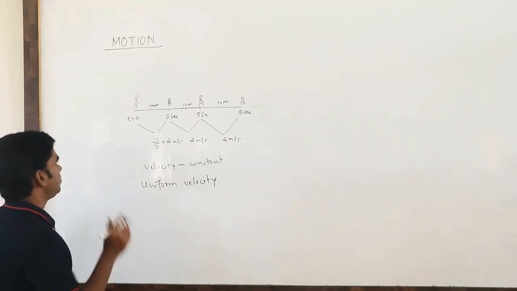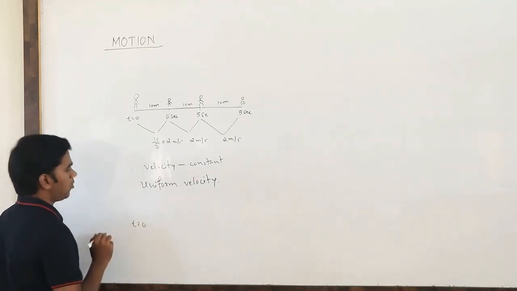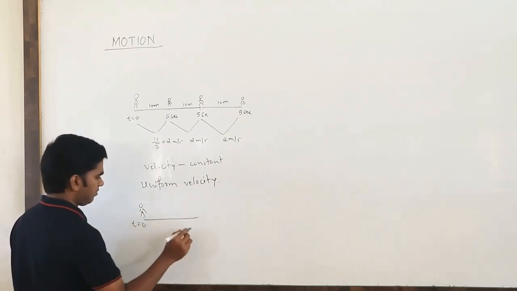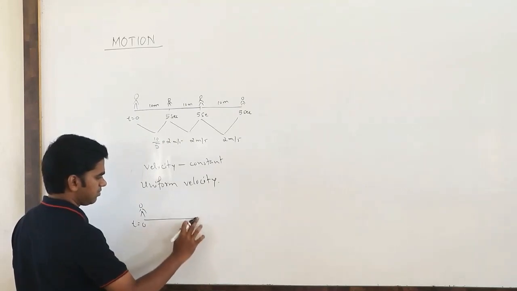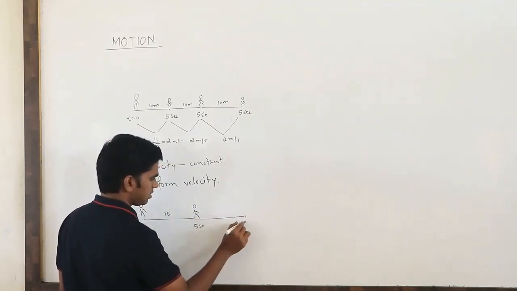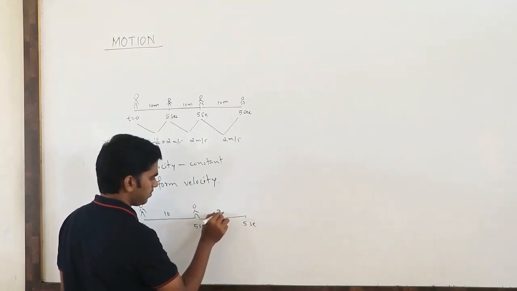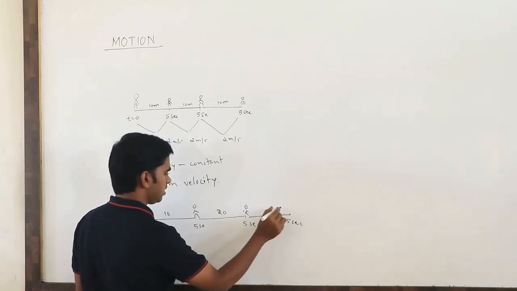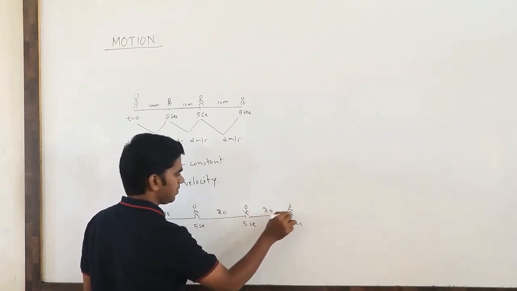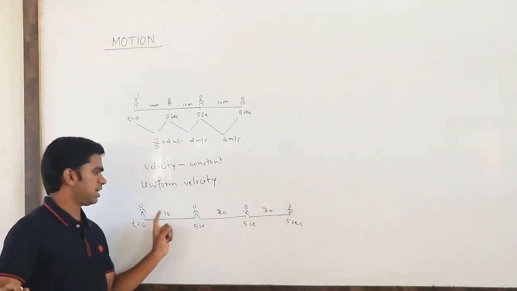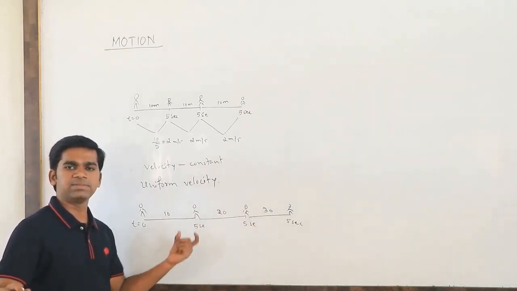Instead of that, suppose at time t equals 0, the person is standing here. Now after some 5 seconds, he will come here. So distance traveled is 10 only. But again after 5 seconds, distance traveled is 20. Again after 5 seconds, distance traveled is 30. Now what is happening in the same interval of time? Distance covered by the person is different, or displacement is different.